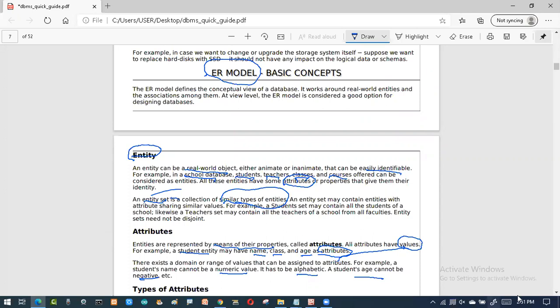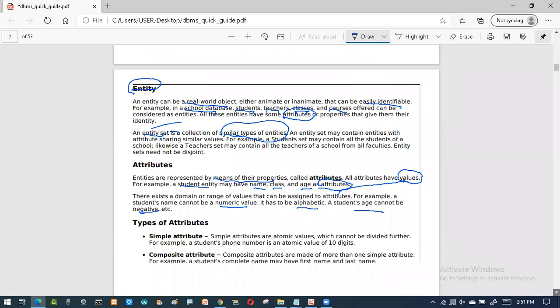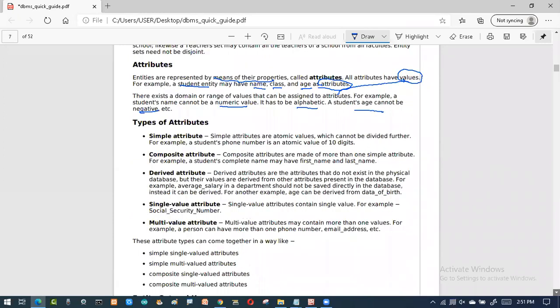When I'm talking about restrictions or constraints, then we have to think about something called types. We have five different types of attributes, so you can make a note of this. Those are simple attribute, composite attribute, derived attribute, single valued attribute, and multi-valued attribute. One among that, very important, we'll be talking about the composite and the derived attribute.